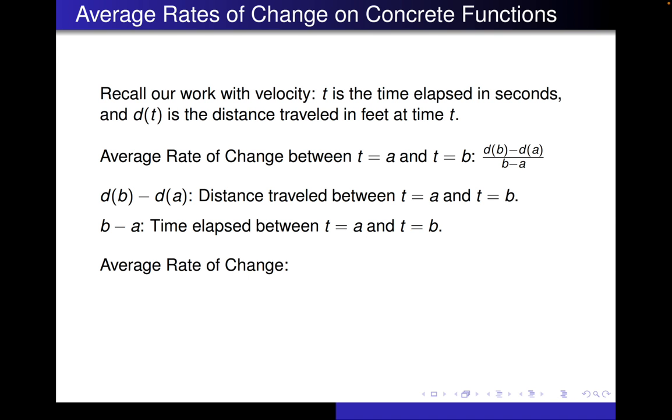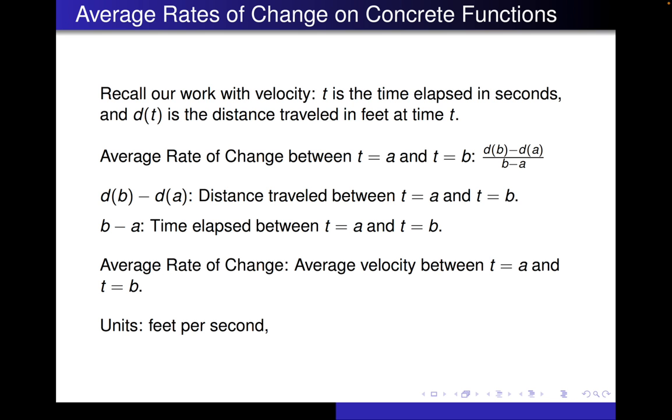And then our average rate of change could be interpreted as the average velocity between time equals a and time equals b. And the units, of course, for velocity are feet per second, right? The distance was in feet, the time was in seconds, so our velocity is given in feet per second. And if we want to abbreviate that, ft/s is another way of writing feet per second.